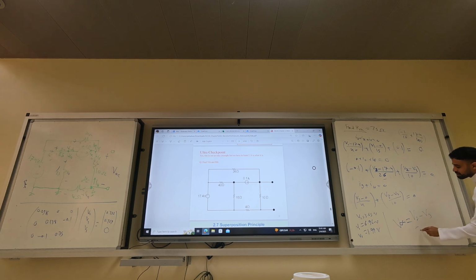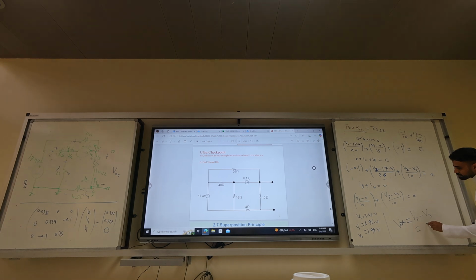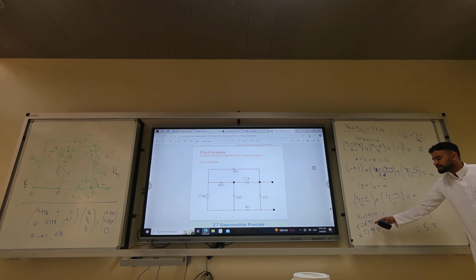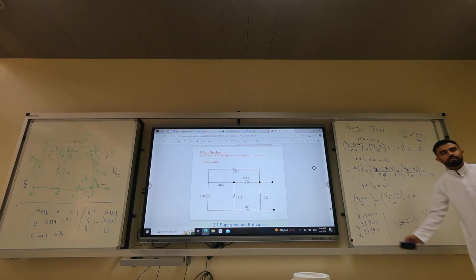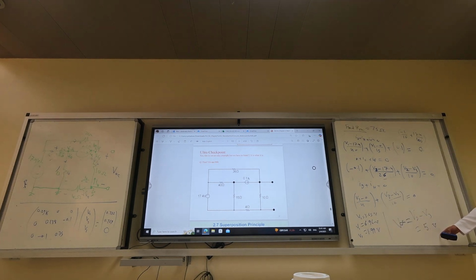What's the final answer? 5 volts, roughly. Now, if we do exact numerical, this should be 9.677, whatever, and then this would be 5. Final answer is 5.